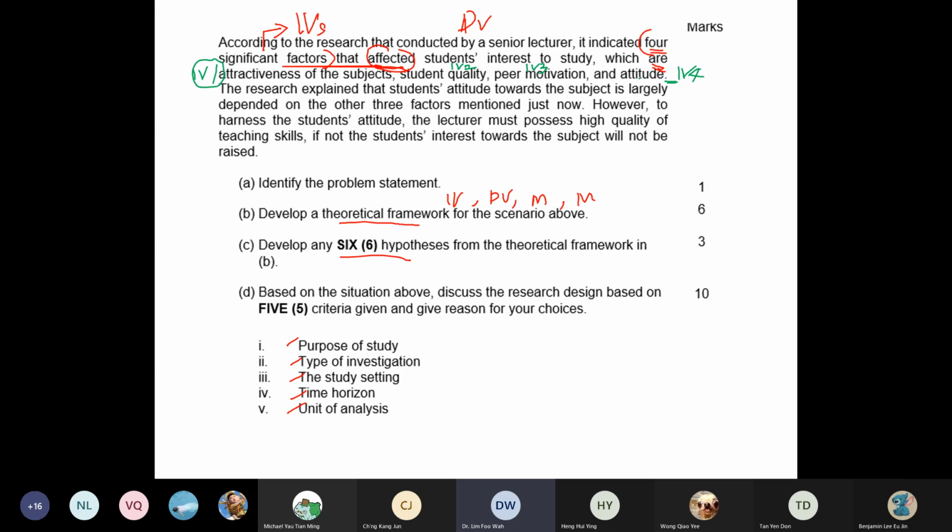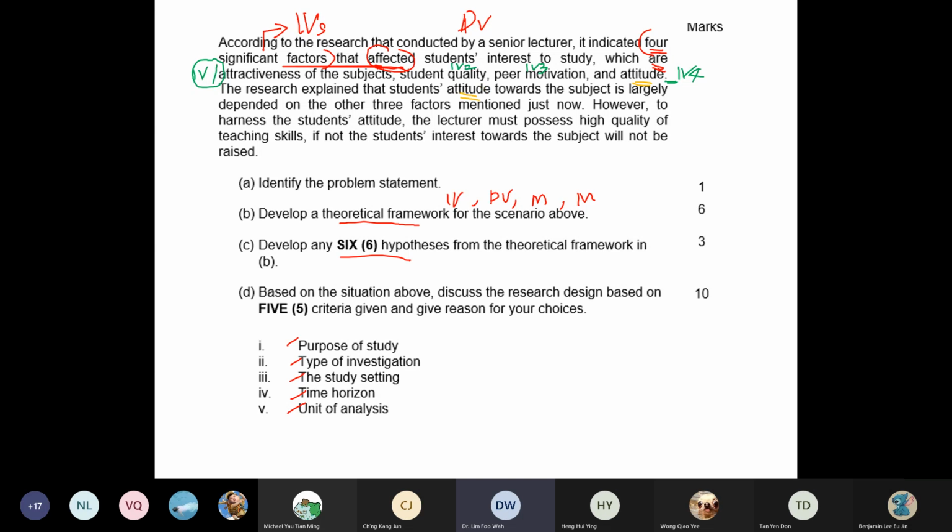But the scenario is not yet finished. We need to continue to read, to identify whether these 4 factors are really IVs or not, or whether there is another case, like a moderating variable or a mediating variable. Then we continue to read. The research explained the student attitude. Why does it suddenly mention student attitude here? It means something went wrong with the entity already. It might not be the DV anymore.